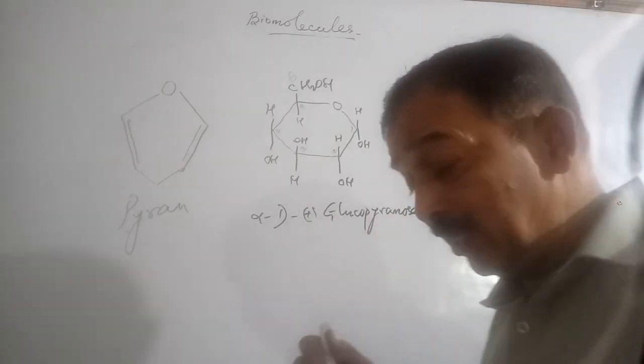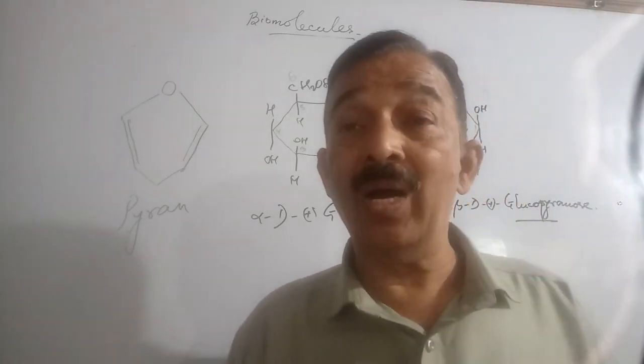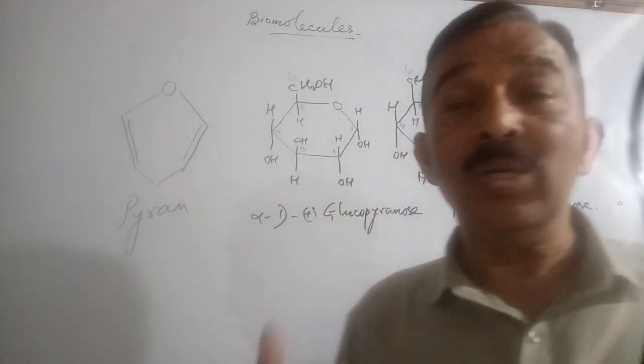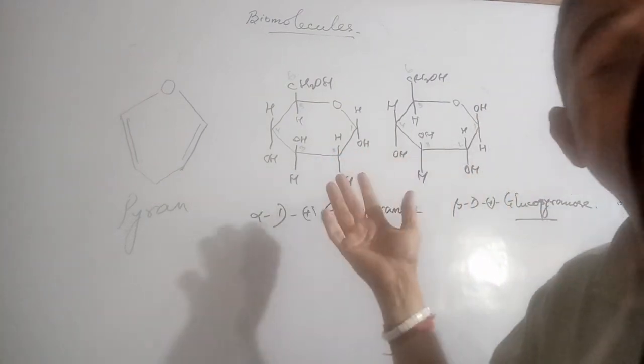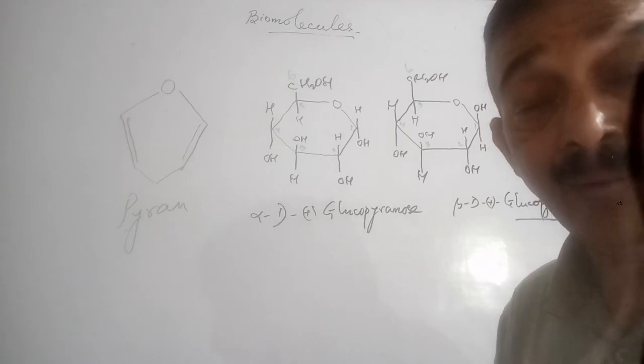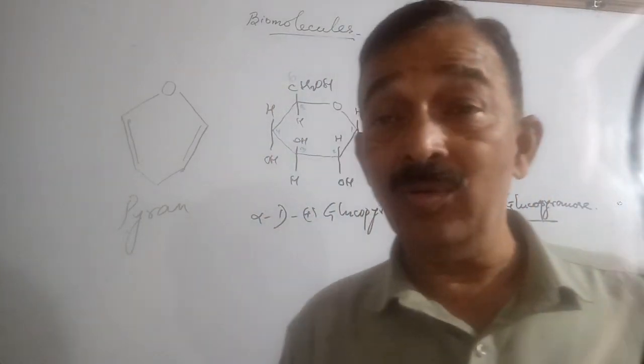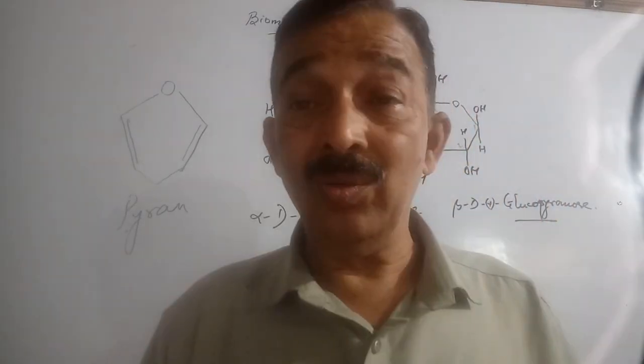These structures are usually asked in the board exam. So you can compare these two and then draw; only then can you differentiate them easily. I hope the cyclic structure of glucose is clear to all of you.